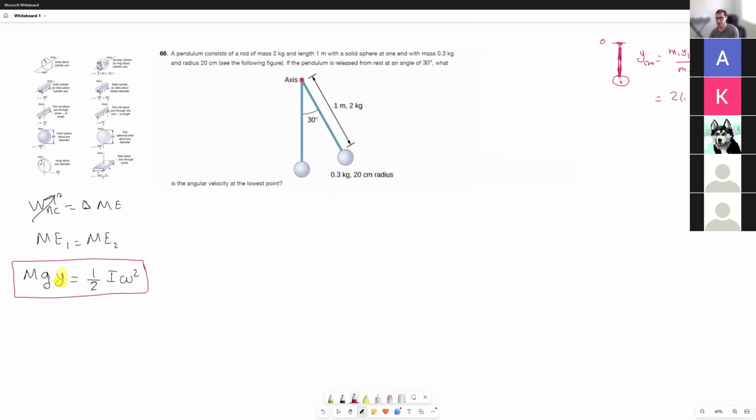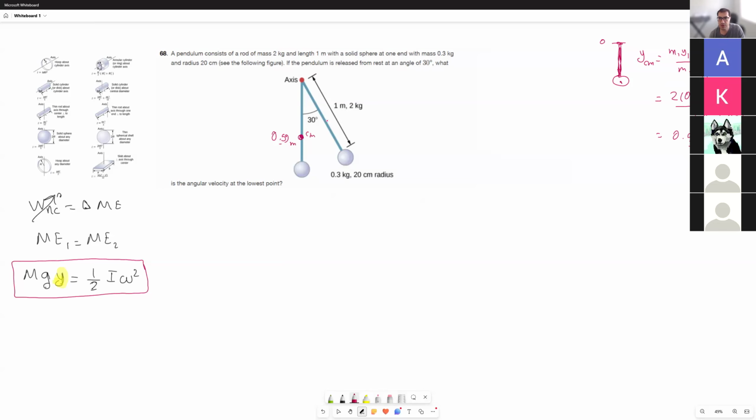Quickly, 2 times 1.5 plus 0.3 times 1.2, divided by 2 plus 0.3, which is going to give you 0.59 something meters. Okay, now we know that the position of the center of mass is going to be here. It's about 0.59 meters, roughly around here. That's going to be the center of mass.